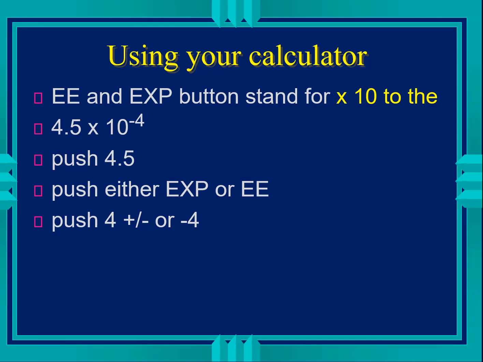Okay, two things will happen when you push equals. It will either say 4.5 times 10 to the -4th the way it was, or it'll write 0.00045. If you got error, I suspect strongly you used the subtraction sign, not the negative sign.